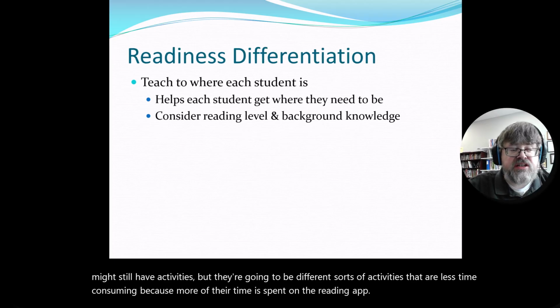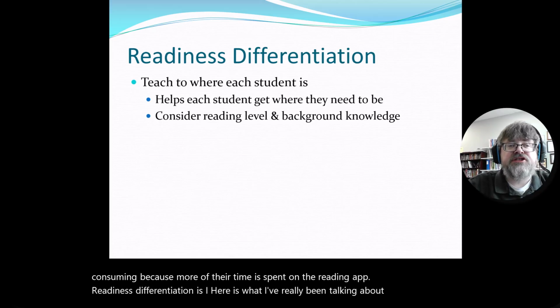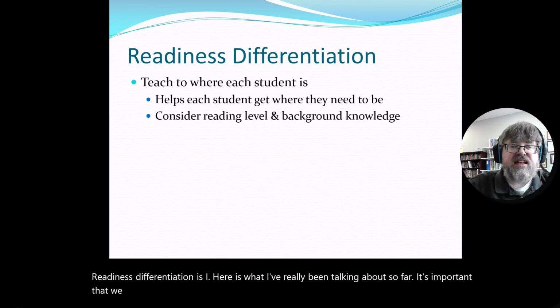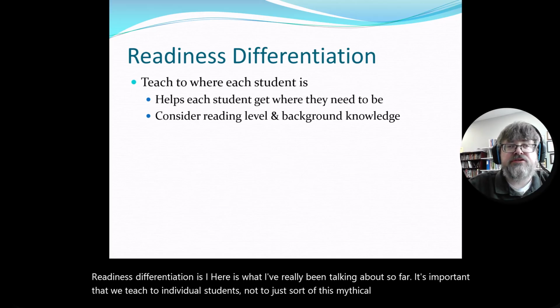Readiness differentiation is what I've really been talking about so far. It's important that we teach to individual students, not to just this mythical average student or student in the middle. We need to help each of our students get to where they need to be. And as part of that, we need to consider their reading level and their background knowledge.